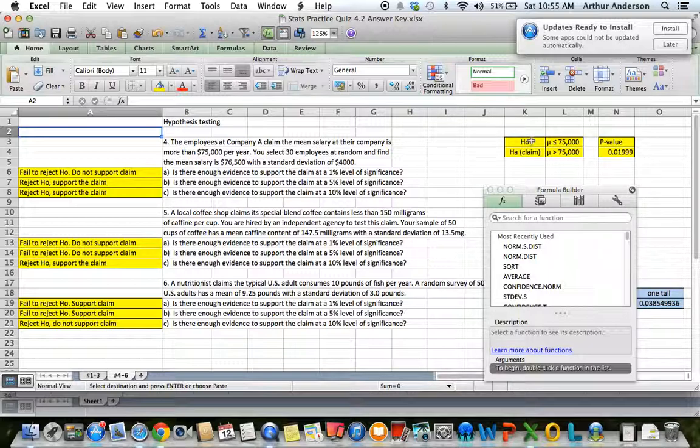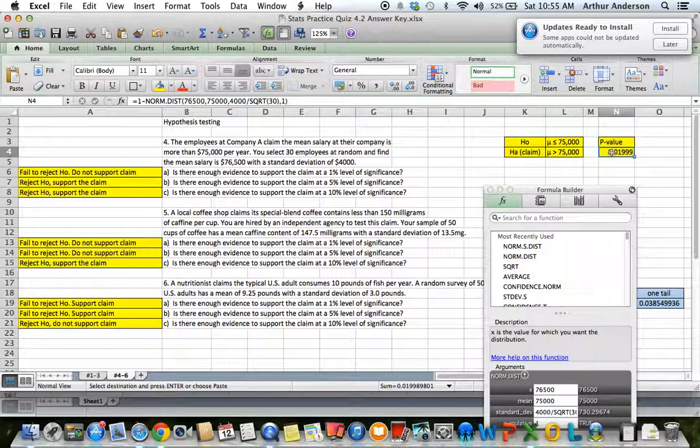So the first thing I did was I stated the null hypothesis over to the right here, and the null hypothesis is going to have an equal sign in it, so that is less than or equal to 75,000. The alternative hypothesis, which also happens to represent the claim in this case, is that the mean salary is greater than 75,000.